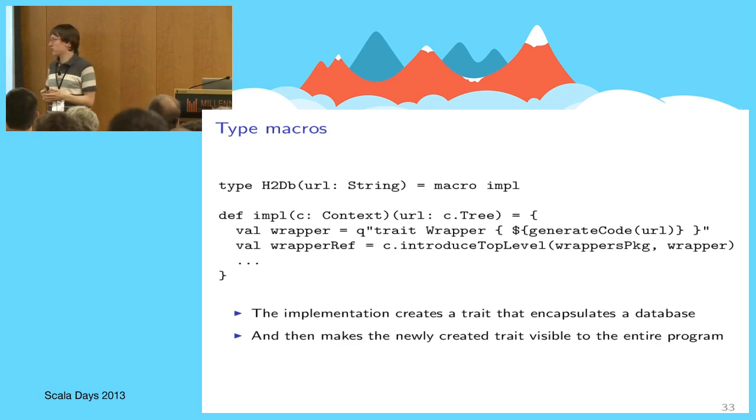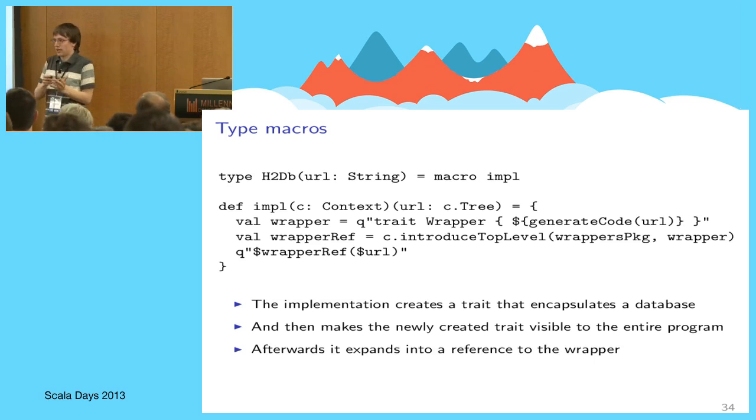Okay, so we have this code. Now we call this new function introduce top level that inserts generated code into the compiler's symbol table so that everyone in the program can see it and can refer to it. And finally, once we introduce this class, we just refer to it and say, all right, here we go, compiler, please use it. So it's really as simple as that. Well, sure, I didn't include this generate code function, but it's more or less straightforward, especially with quasiquotes.